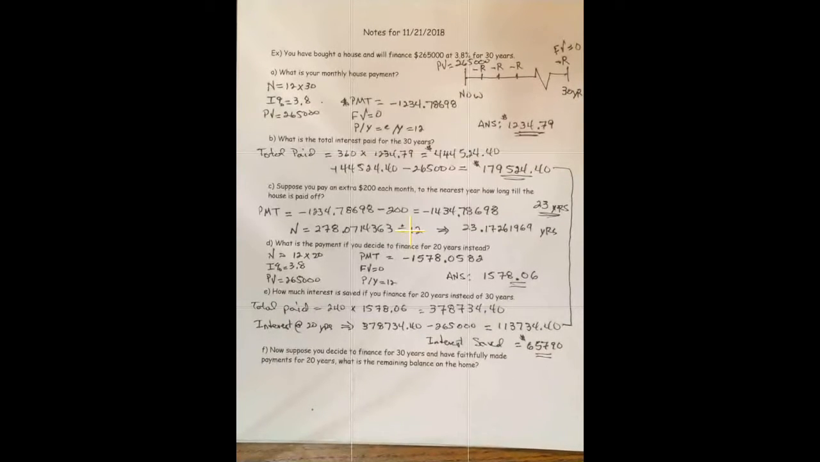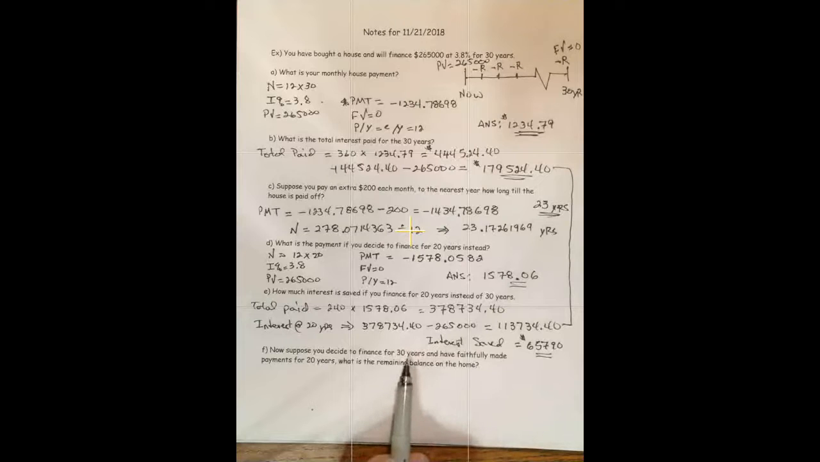Now, here's kind of a depressing final part of this problem. Suppose you decide to finance 30 years. That's the way you want to go. And you faithfully make payments for 20 years. You're going to make 20 years worth of payments of $1,234.79. You never miss a payment. You make payments for 20 years. When you walk in and make that 240th payment, how much do you still owe on the house?